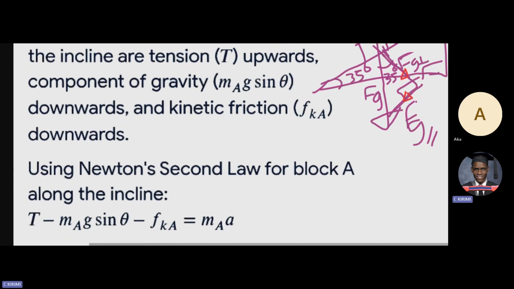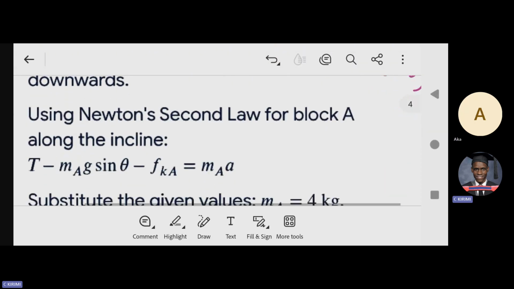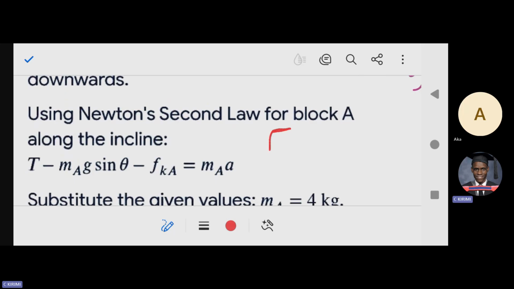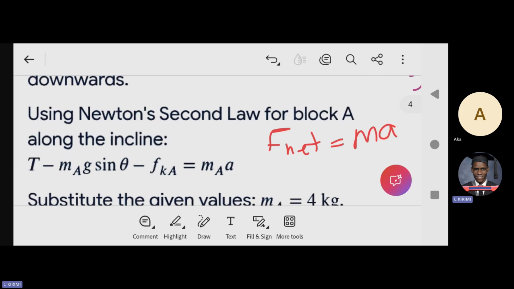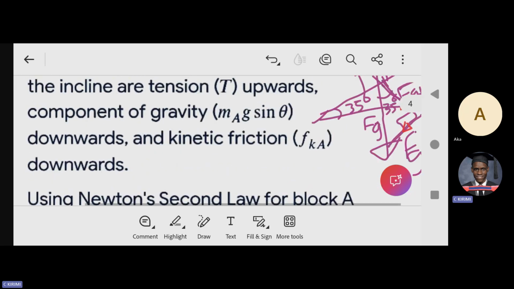So using Newton's second law along the incline, F net is equal to mass times acceleration. That is our Newton's second law, which we have already defined. We have defined that F net is proportional to mass times what? Acceleration. Yes.